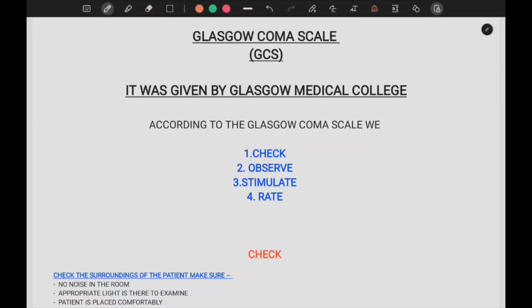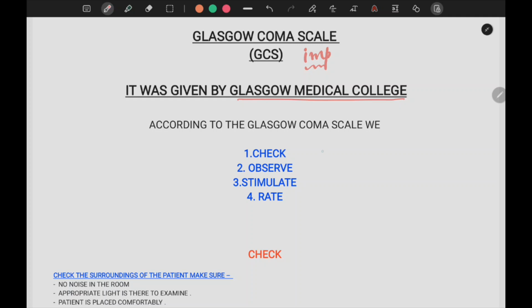We are going to talk about the Glasgow Coma Scale. Glasgow Coma Scale is one of the most important topics from every aspect, whether it is an objective paper or a subjective paper. This is a very important topic, right? Now moving ahead, the Glasgow Coma Scale was given by Glasgow Medical College.